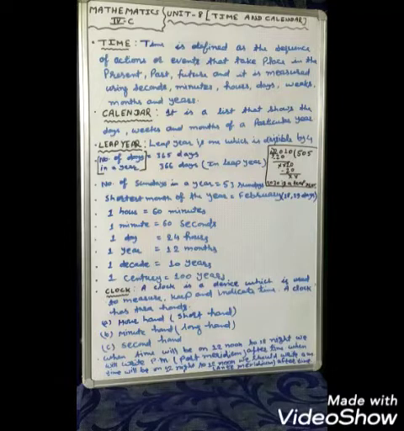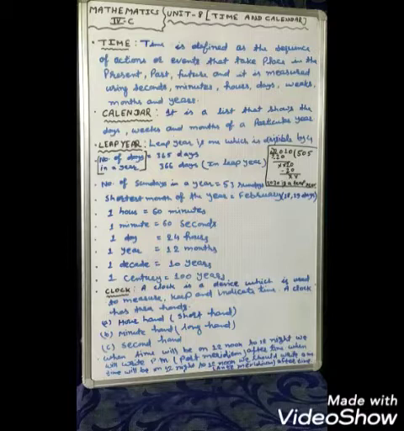1 hour equals 60 minutes. 1 minute equals 60 seconds. 1 day equals 24 hours. 1 year equals 12 months. 1 decade equals 10 years. Decade in Hindi means dasak. 1 century is 100 years. In Hindi, century means shatabdi.